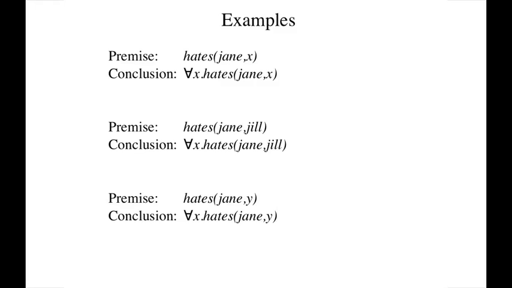Note that we can also apply the rule to sentences that do not contain the variable that's quantified in the conclusion. For example, from the sentence, hates(Jane, Jill), we can infer, for all x, hates(Jane, Jill). And from the sentence, hates(Jane, y), we can infer, for all x, hates(Jane, y). These are not particularly sensible conclusions. However, the results are correct, and the deduction of such results is necessary to ensure that our proof system is complete.